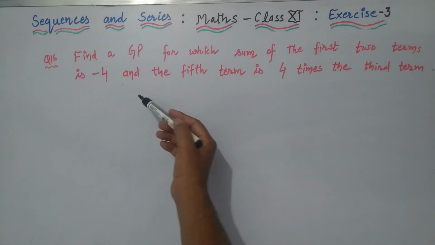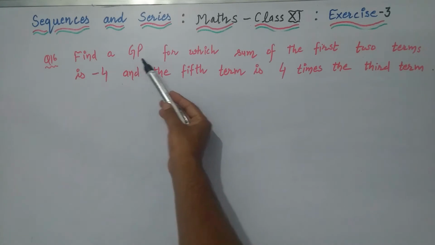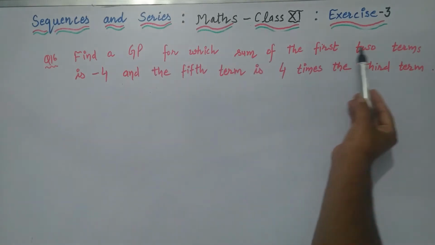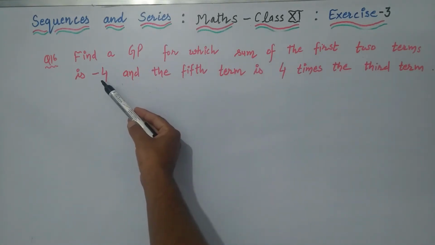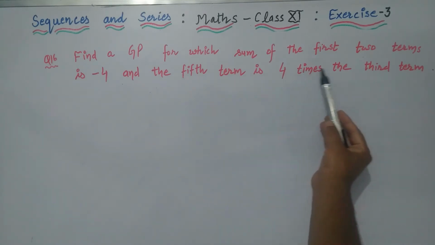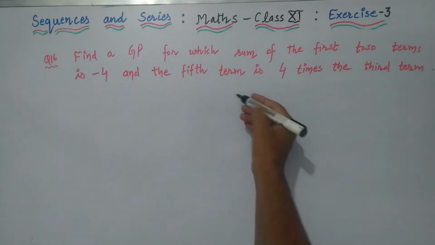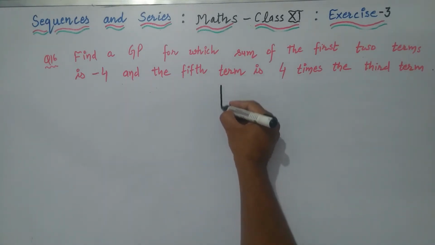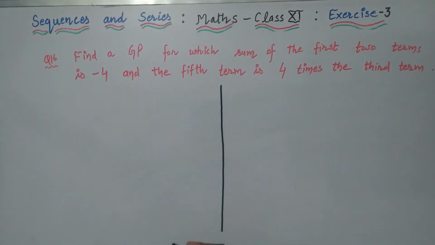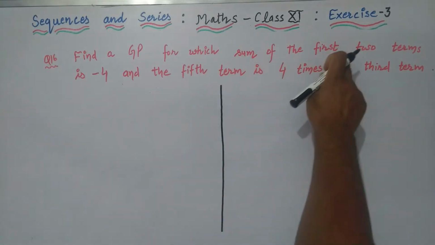Question number 16: Find a GP for which the sum of the first two terms is -4 and the fifth term is 4 times the third term. So we here divide the whole question into two parts. First is related with the sum.